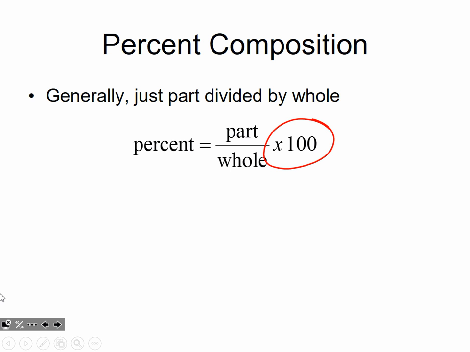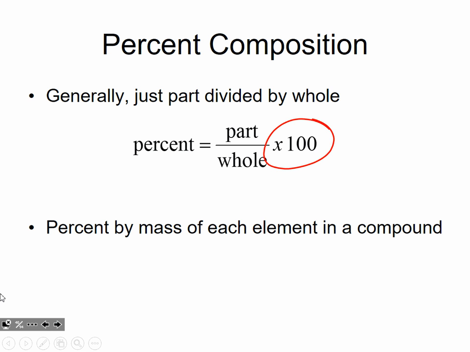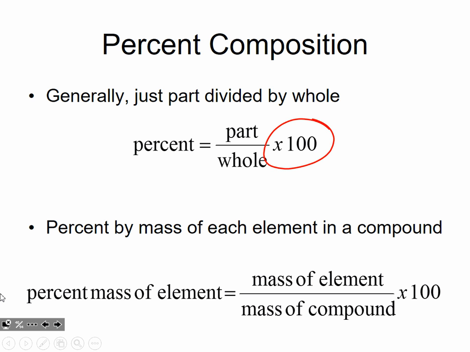In terms of a chemical formula, in terms of the math of chemistry, the way we use percent is typically the percent by mass of each element that's in a compound. So the way that we can calculate that, it's still part over whole, but the part is the mass of the element in the compound, and the whole is the mass of the entire compound. So this is still part over whole times 100, but now our part is how much of the element is in the compound, and the whole is the mass of the entire thing, and we are still multiplying it by 100 at the end.